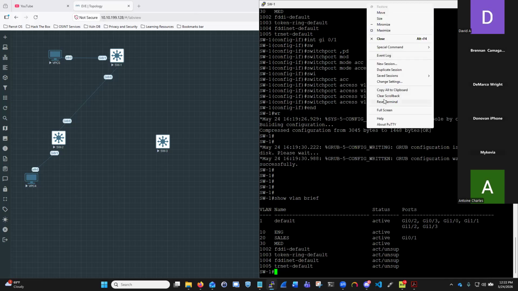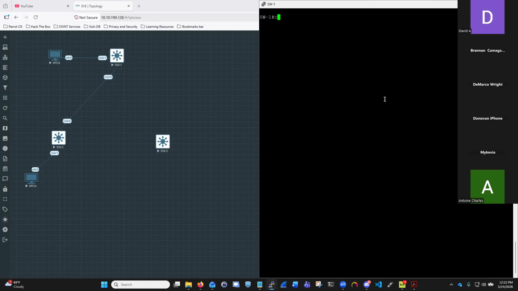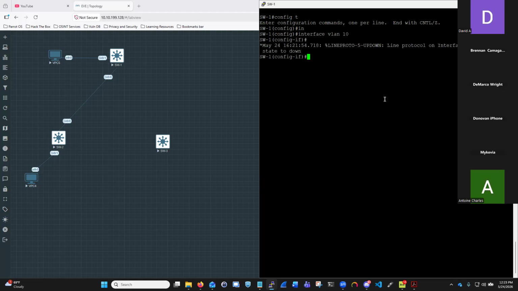So let's erase this and let's configure what we call the switch virtual interface, right? So let's create a layer three instance for VLAN 10. So we're going to do interface. Let me not do shorthand. We're going to do VLAN and we're going to do 10. And we're going to say IP address 10.10.10.1, 255.255.255.0. There we go.